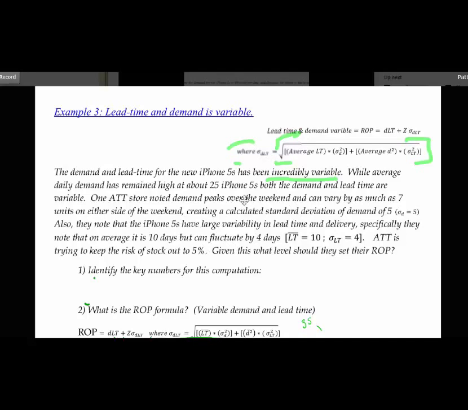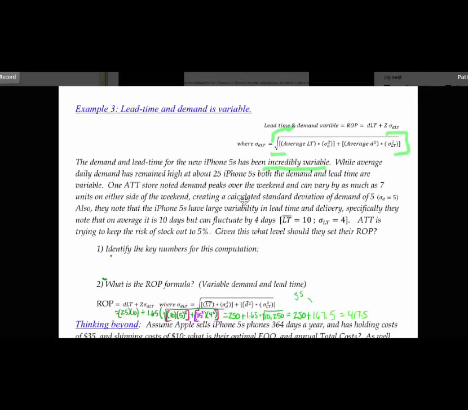It's a little bit blurry here. Where we take the average lead time, we multiply it by the standard deviation of demand squared plus the average demand squared times the standard deviation of lead time squared. So let's go ahead then and practice that right here.